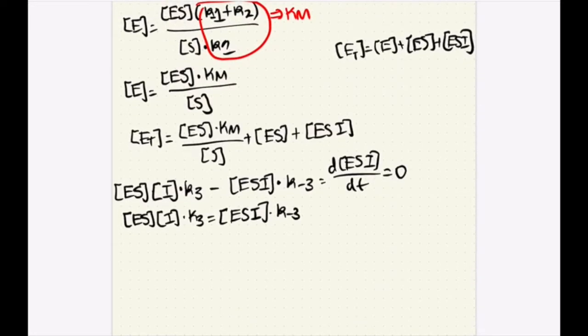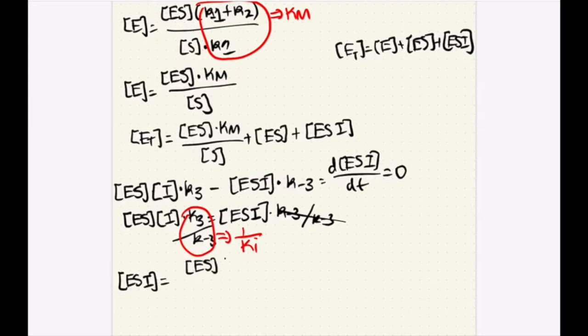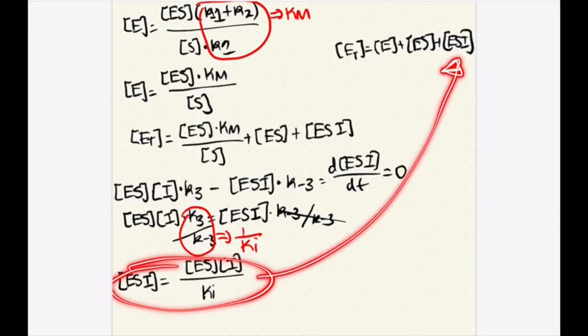Because we're trying to make this in terms of the ES value, all we have to do is divide both sides by K-3. And we're going to find that this right here is equal to 1 over Ki. So the enzyme substrate inhibitor complex concentration is equal to the enzyme substrate complex concentration times the inhibitor concentration over the inhibitor constant. Now we can take this equation and plug it back in.